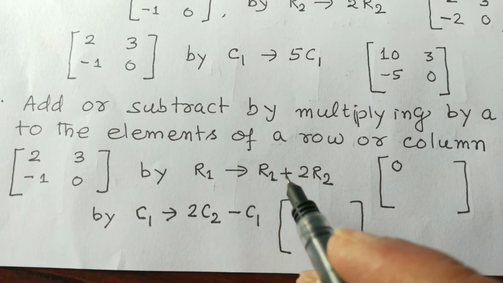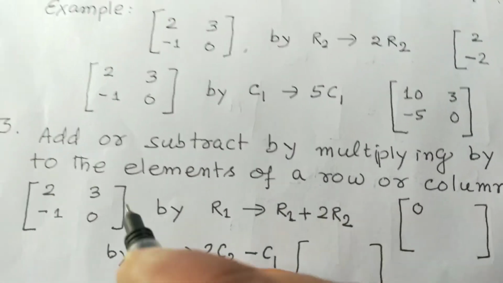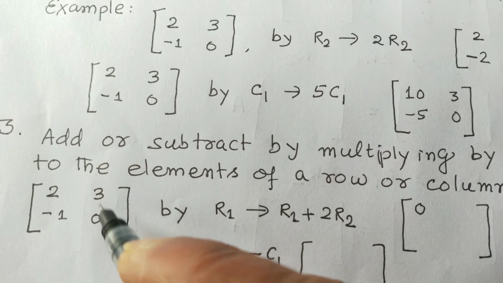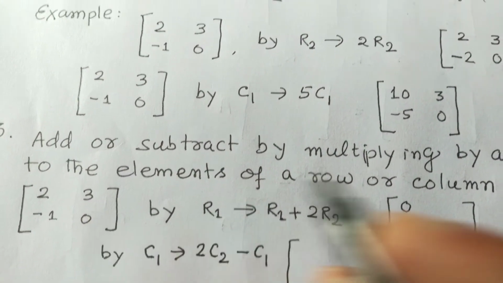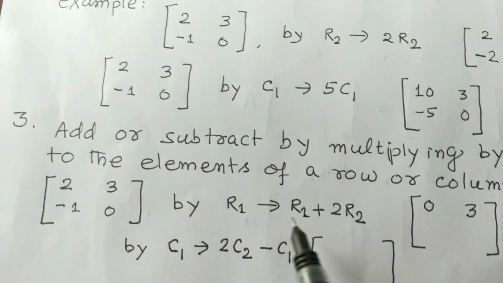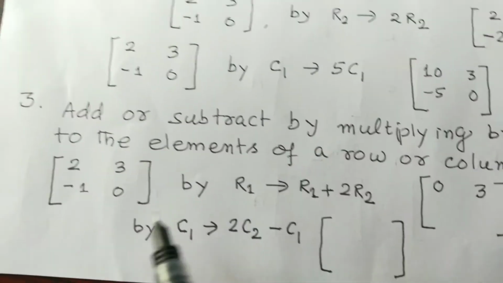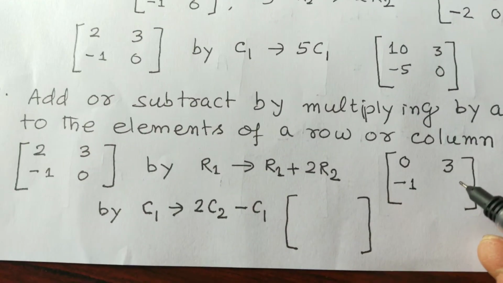Since row 1 is obtained by row 1 plus twice row 2, row 1 that is 3, plus twice into 0, 3 plus 2 into 0, that will be 3 only. And row 2 is not changing, only row 1 is operated. So row 2 as it was earlier, you write the same thing, minus 1 and 0.